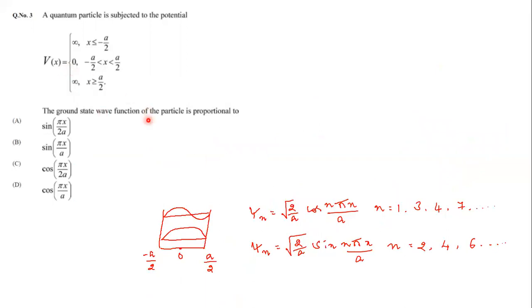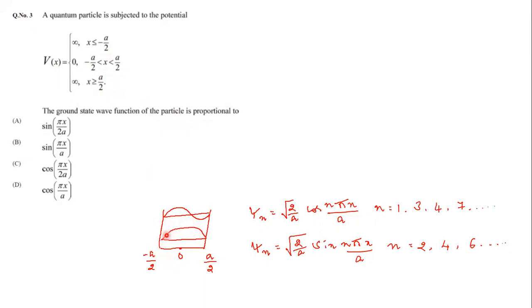And this one more question. A quantum particle is subject to the potential V equal to infinity in this range and V equal to 0 when minus a by 2 is less than x less than a by 2. The ground state wave function of the particle is proportional to. When the length of the box is like that, minus a by 2, a by 2, each wave function can become odd or even. Or we can classify according to the symmetry.